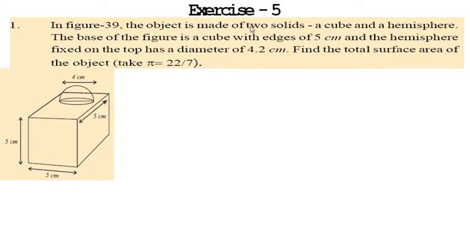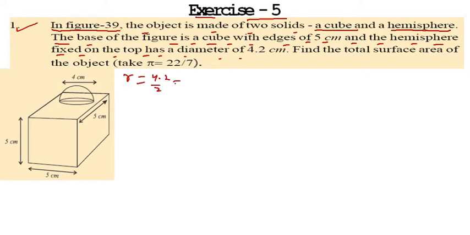Exercise 5 and question number first. So let us start, in figure 39. The object is made of two solids, one is a cube and a hemisphere. The base of the figure is a cube with edge of 5 centimeters. And the hemisphere fixed on the top has a diameter of 4.2 centimeters. So we can find the radius. It is 4.2 divided by 2.